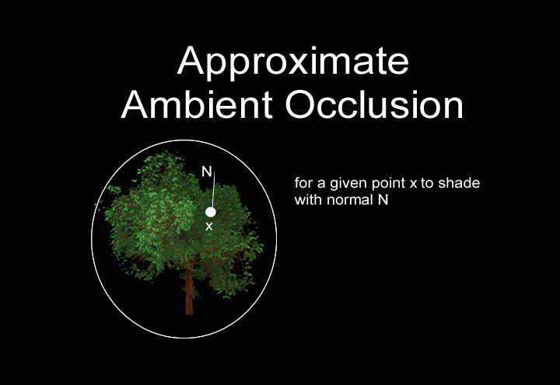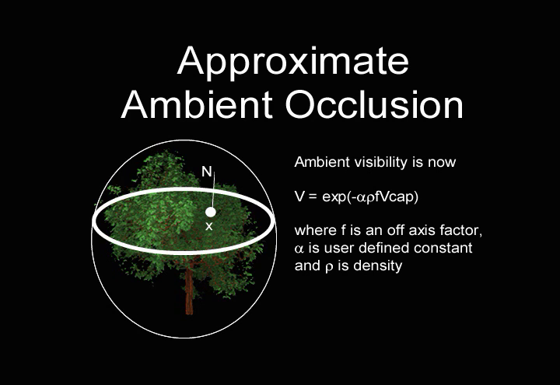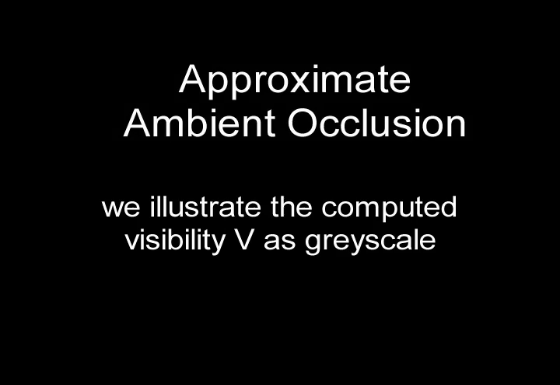Then, for a point x on the tree, which we want to shade, which has normal n, we compute the volume of a cap defined by the plane defined by x and n. Our ambient visibility approximation uses the volume v sub cap as well as a factor f to account for off-axis effects. A user-controllable parameter alpha and density rho are also used in the equation.